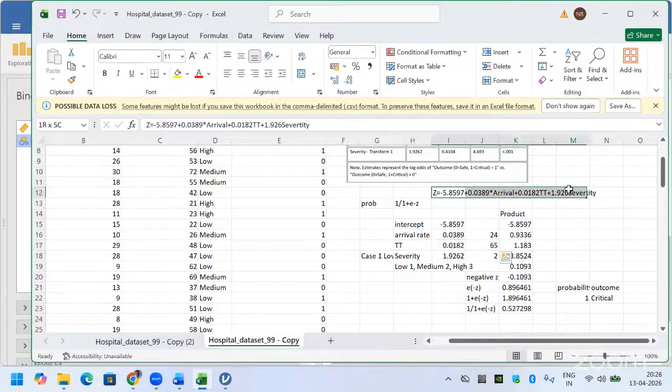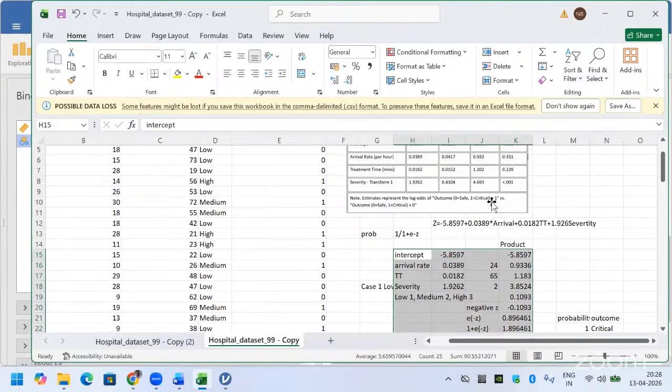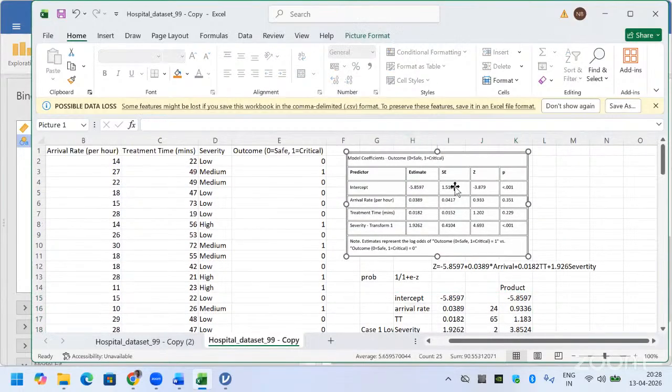So this is how you have to create an equation and how to interpret it. This equation will be created with the help of the Jamovi output. That's all, nothing more than that.